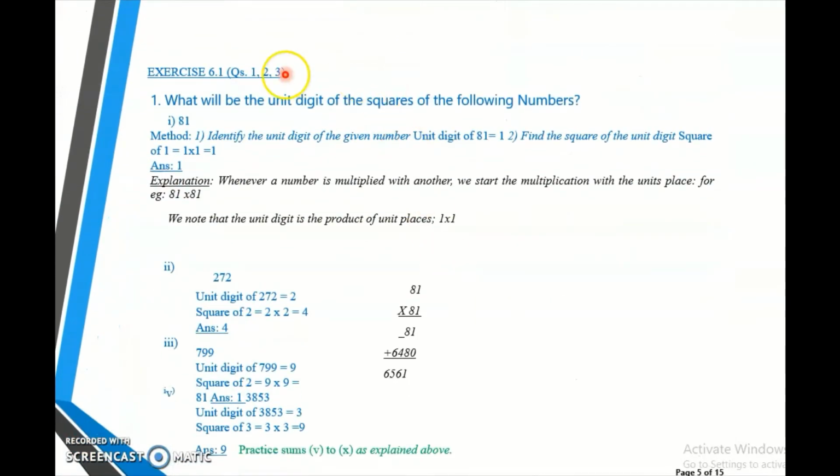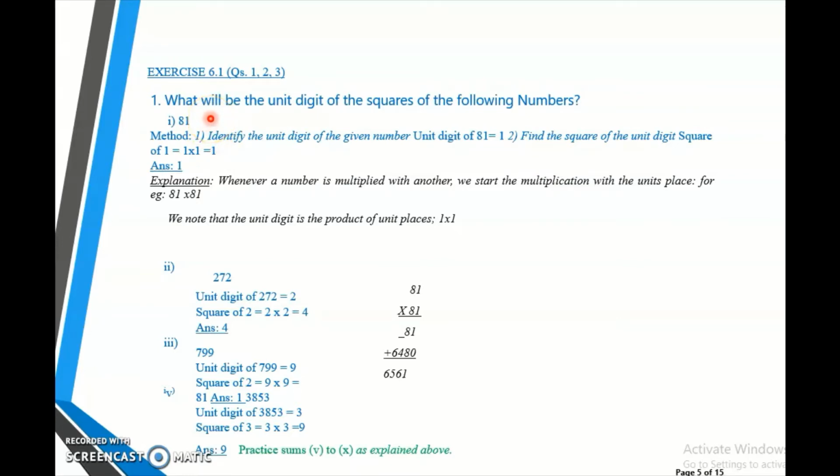Now with these properties, let us try to solve exercise 6.1. The first three questions are 1, 2 and 3. What will be the unit digit of the squares of the following numbers? So, example 1 is 81.